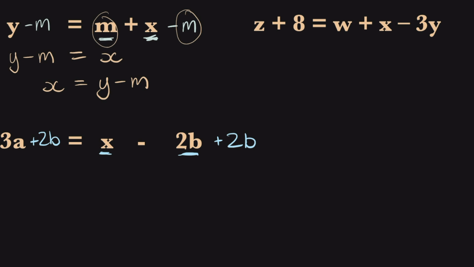And that's going to give us 3a plus 2b on this side is the same as x take 2b plus 2b is just x. And once again, we'll write it the other way around with x on the left-hand side so that we've got our x as the subject.